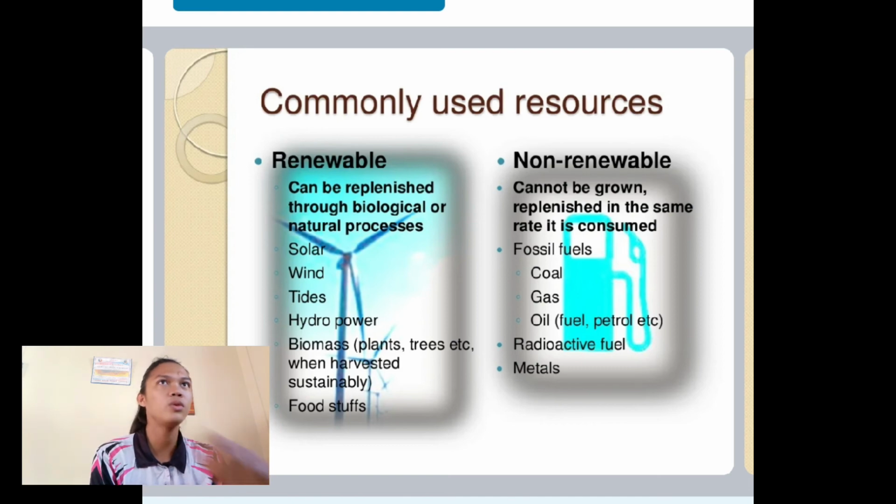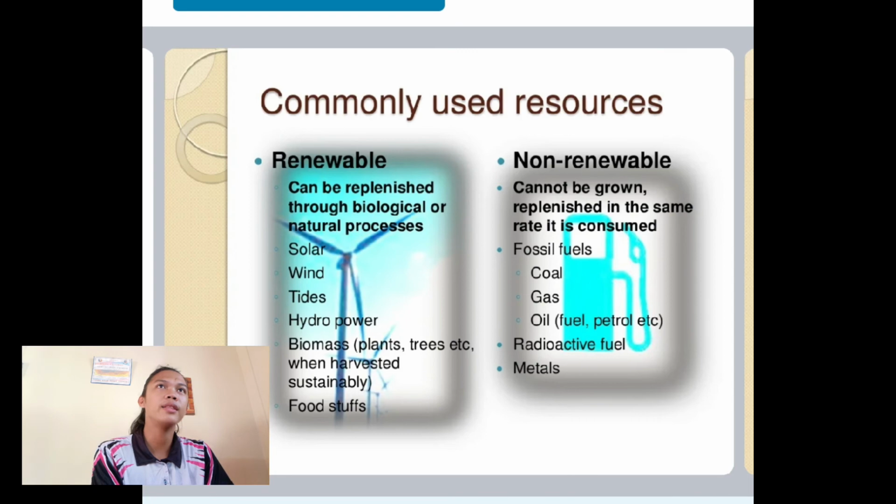Among the resources we commonly use, we have two types: the renewable and the non-renewable. Let's move on to the renewable. It can be replenished through biological or natural processes. Examples of these are solar, wind, tides, hydropower, and biomass that includes plants, trees, and so on when harvested sustainably, and of course our foodstuffs.